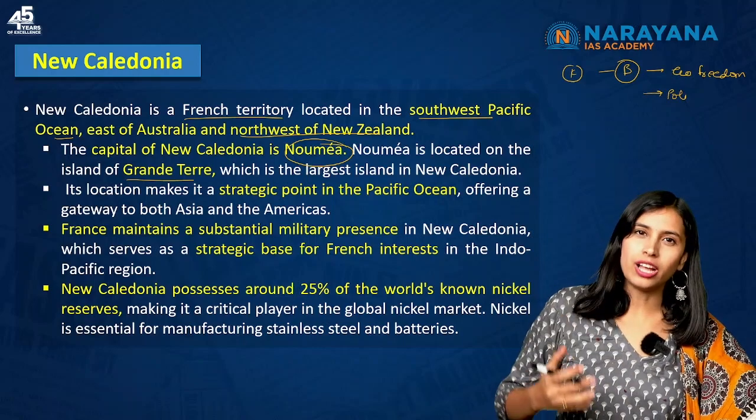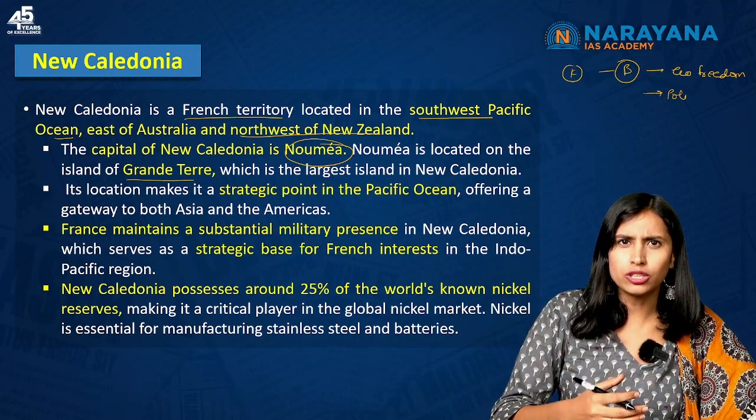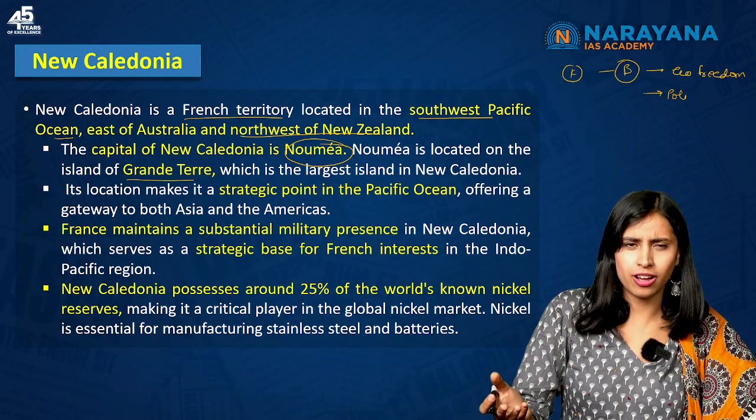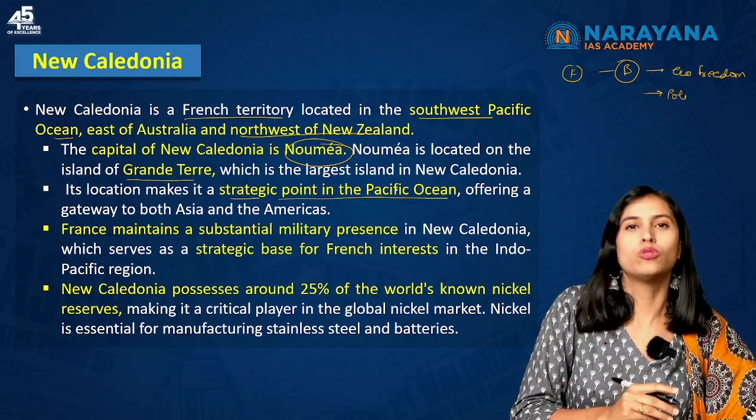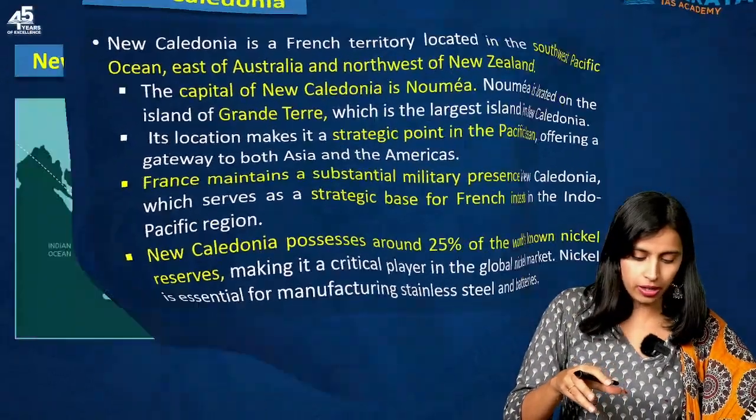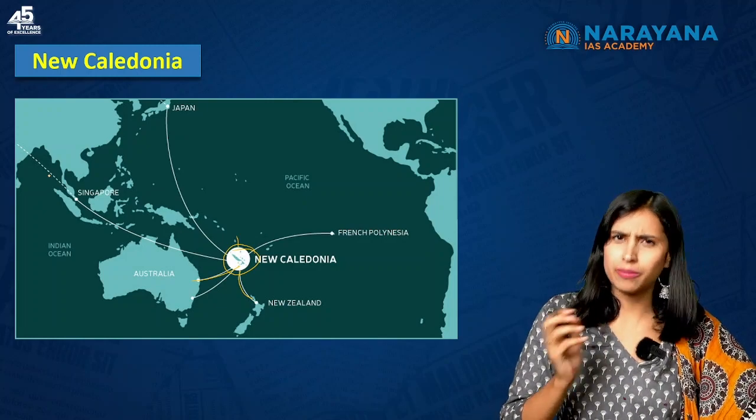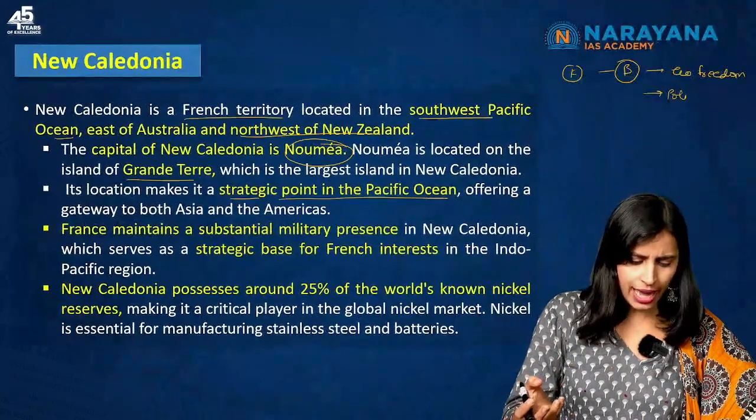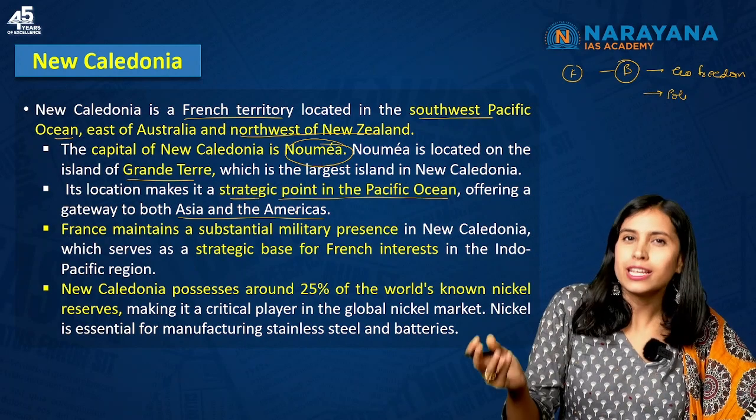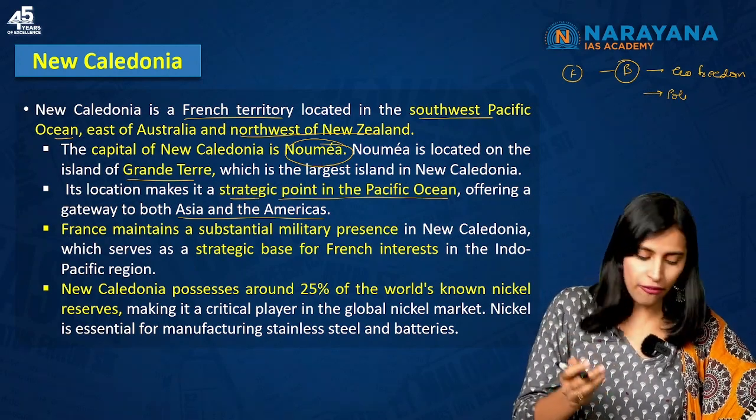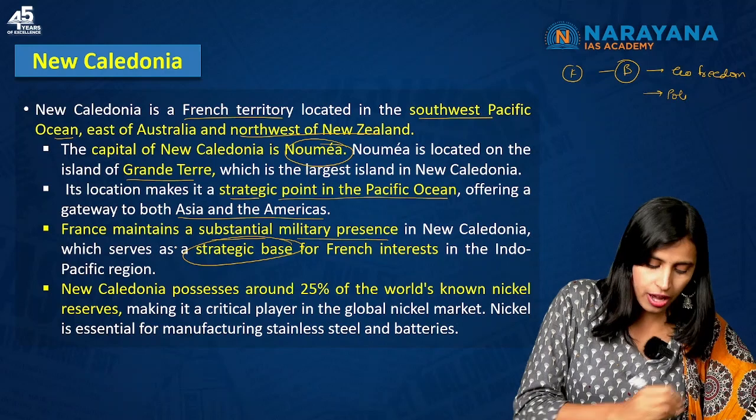Now, why did France not vacate New Caledonia and made it its territory? Because it's not easy to have political control over a territory which is thousands of miles away from your original territory. But still France did that because it is a strategic point in the Pacific Ocean. If you have a military presence in this region, you can keep an eye on other countries like Japan, South Korea and China per se. Most European countries are trying to keep an eye on these countries, and that is the reason they're not vacating such territory. This is basically a gateway to both Asia and America, so trade is also easy and military presence is also there. That's why France has a substantial military presence in New Caledonia. It is basically a strategic base for French interests.